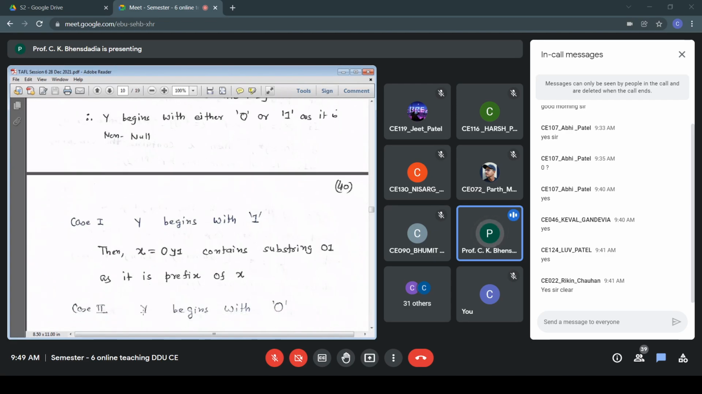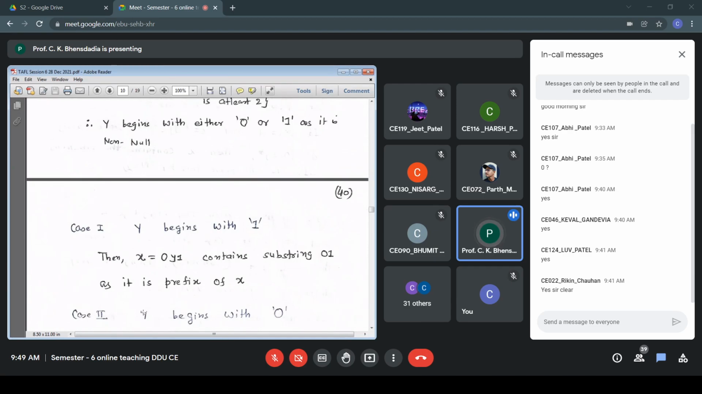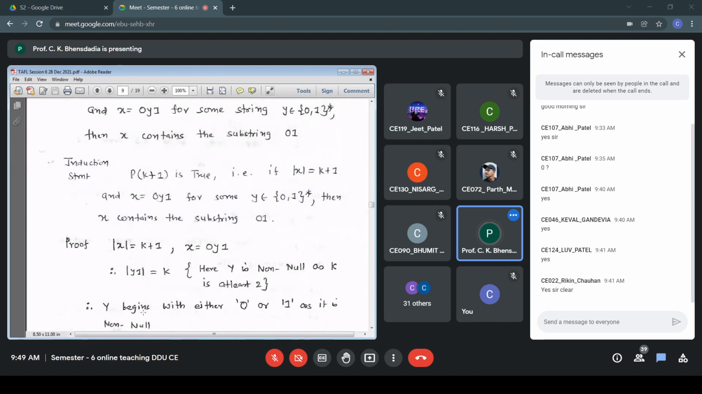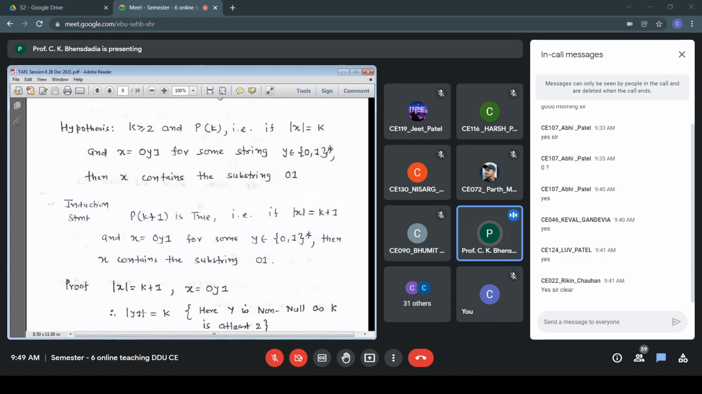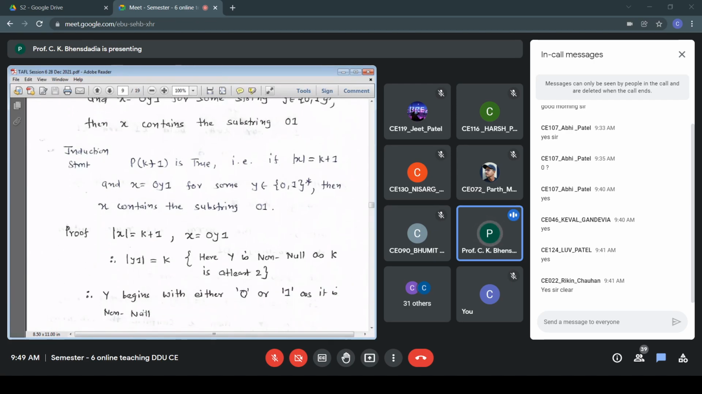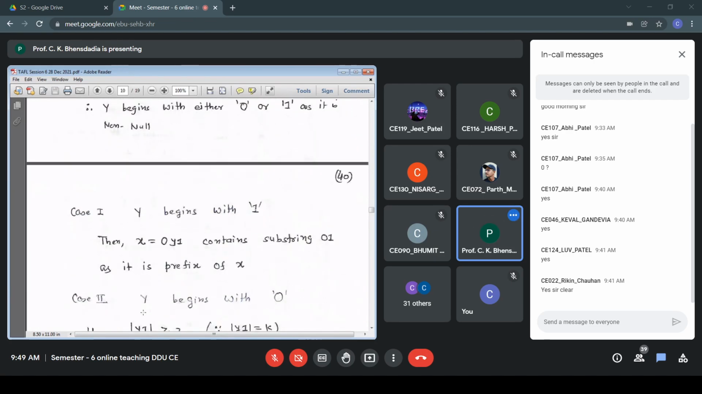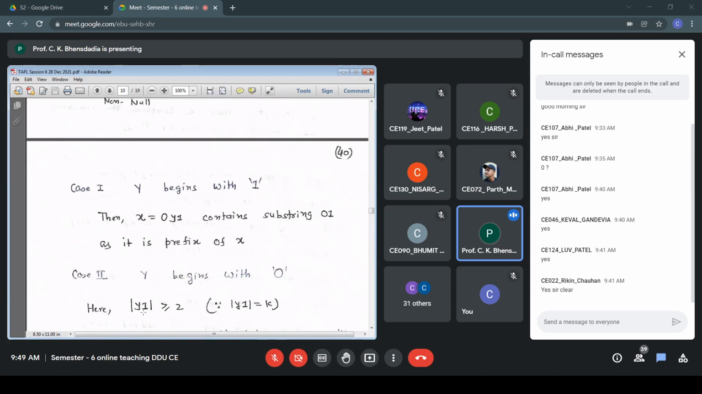Now the second case, y begins with 0. Length of y1 is equal to k, and k is at least 2. Y begins with 0. Case number 2. In total, length of y1 is greater than or equal to 2, because length of y1 is k and k is at least 2.